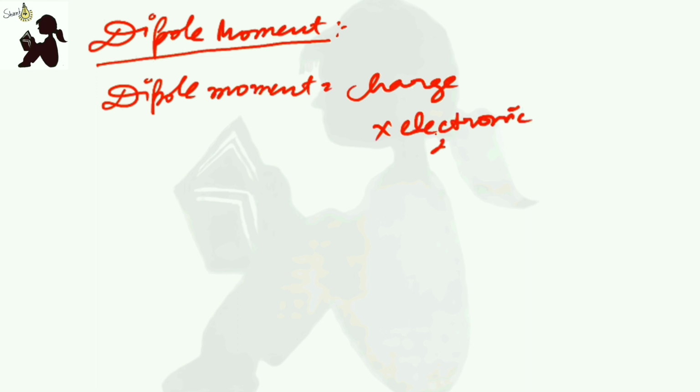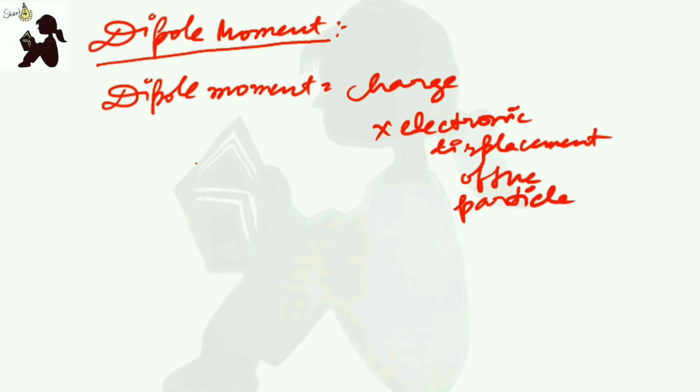Next is our dipole moment. Now, what is dipole moment? Dipole moment is the product of our charge and electronic displacement of the particle. Then charge into electronic displacement of the particle.